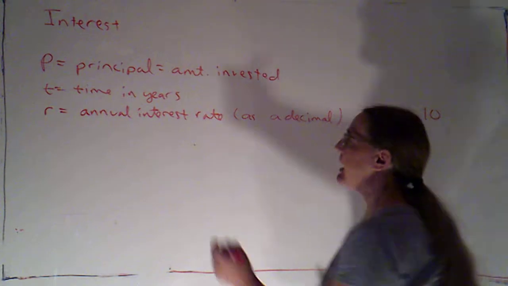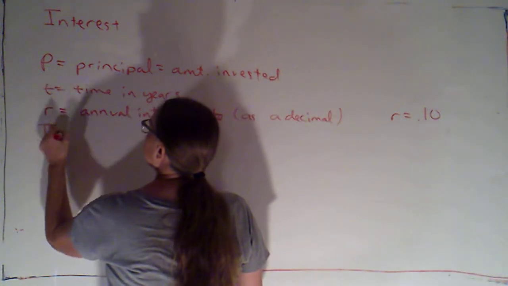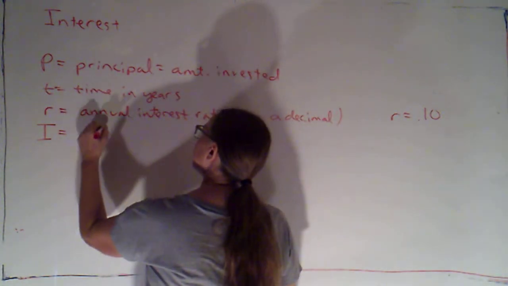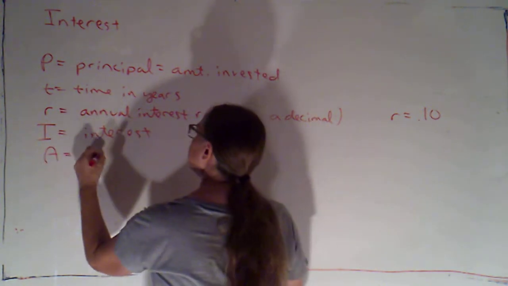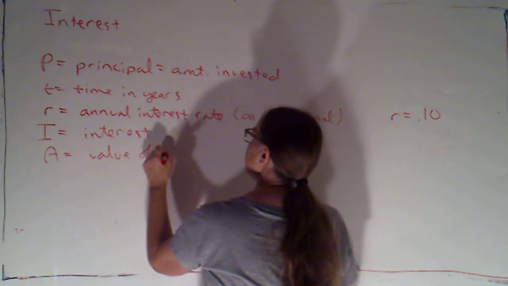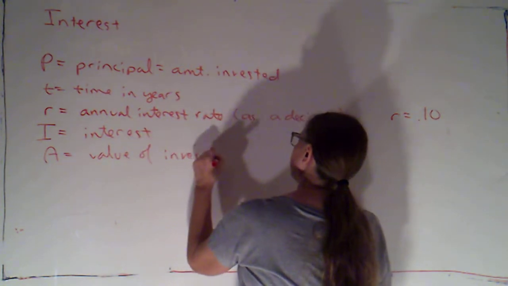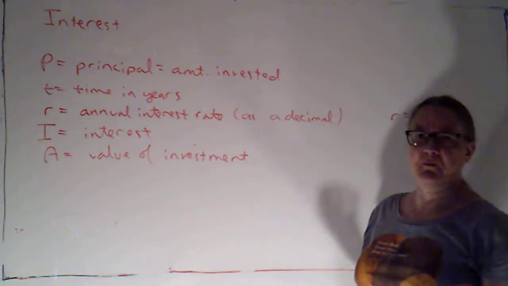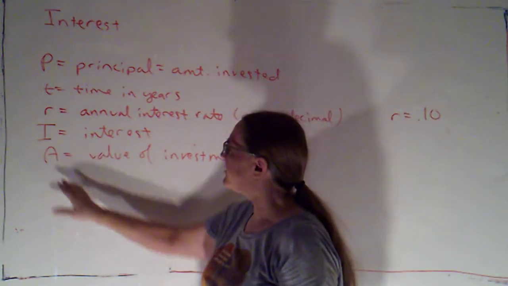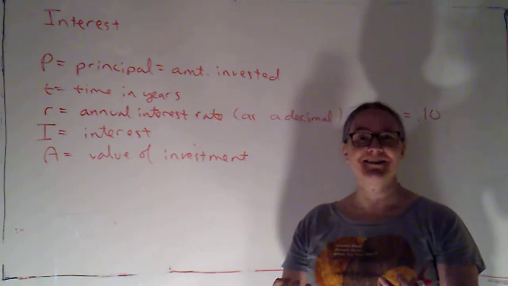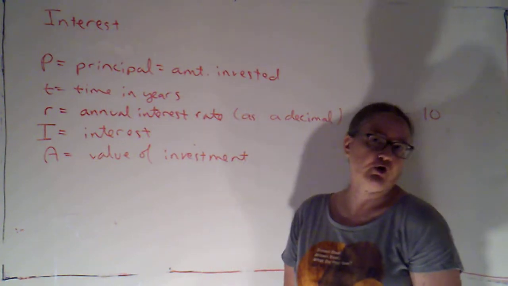Okay, I can be the interest, and A is going to be the value of the investment. I'm matching the notation in the book. You might say, why don't we use a V for value? Well, A is the second letter. You can also think of that as the amount that the investment is worth.